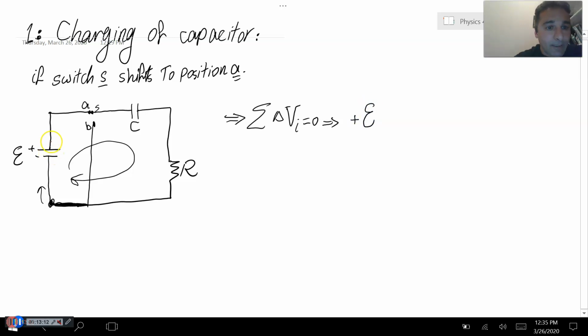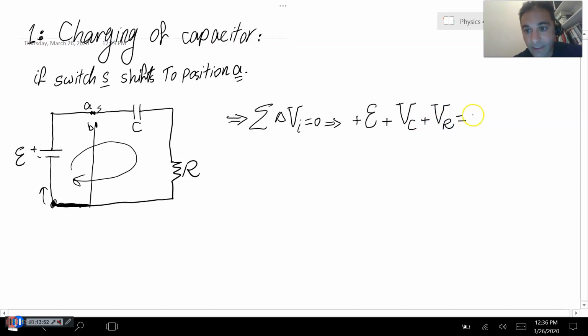Then, let's go. What is this one? It is a capacitor, correct? The capacitor here gets charged, so it eats energy. It's a consumer, correct? So I am going to have plus voltage of capacitor, and then plus voltage of what? Resistor, equal 0.